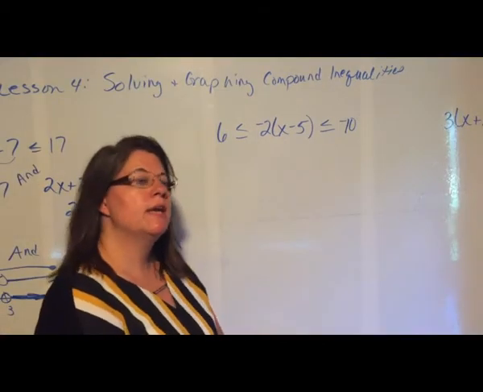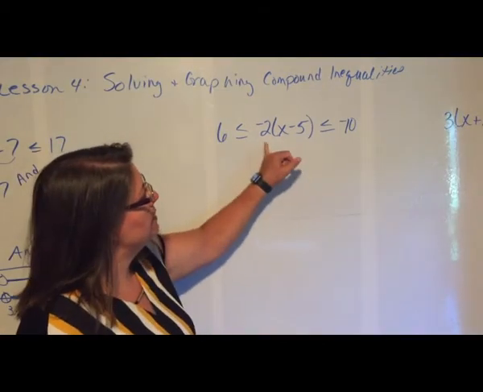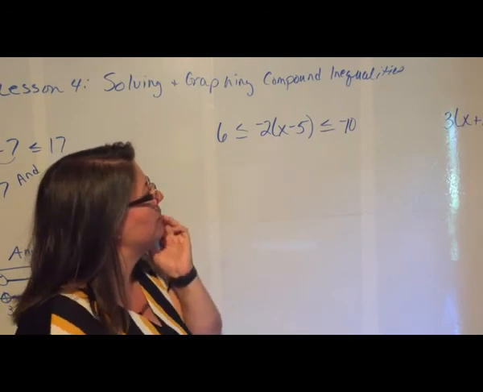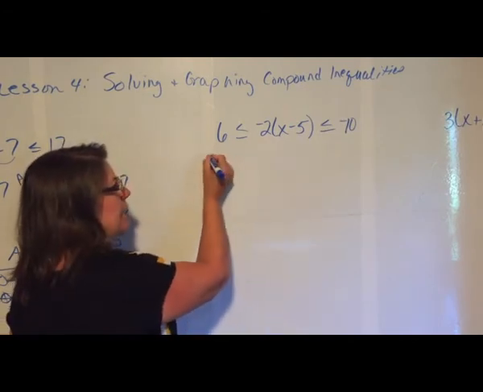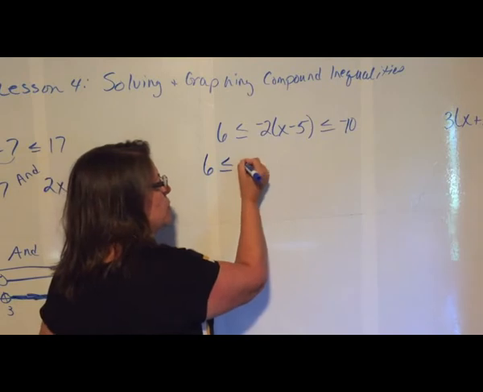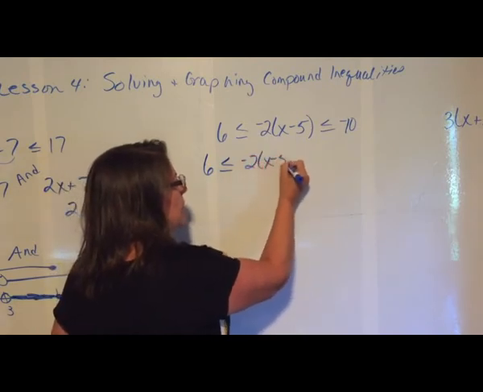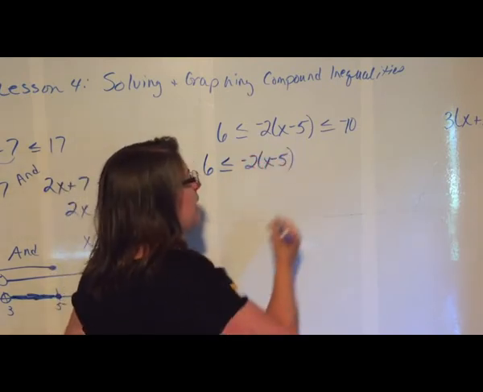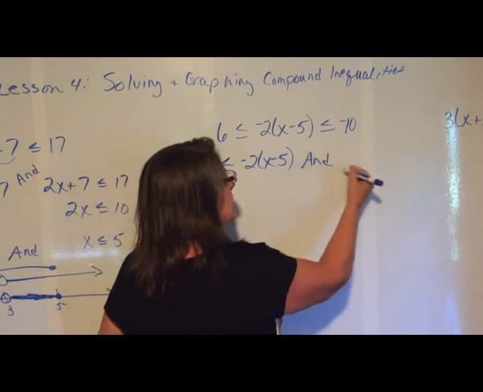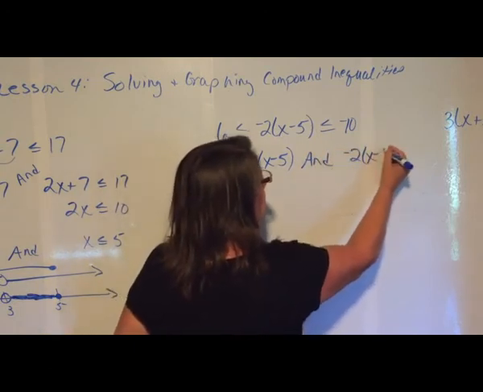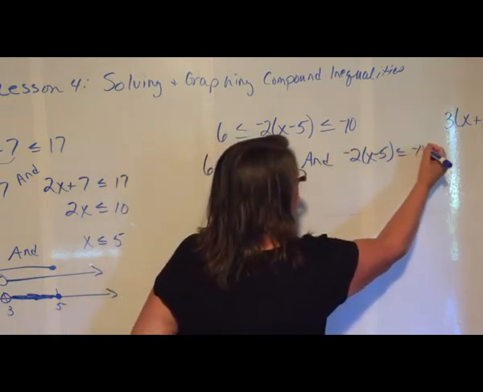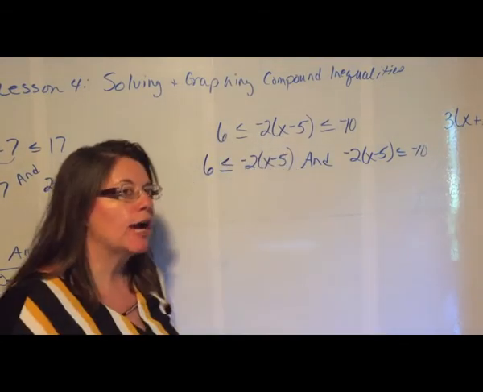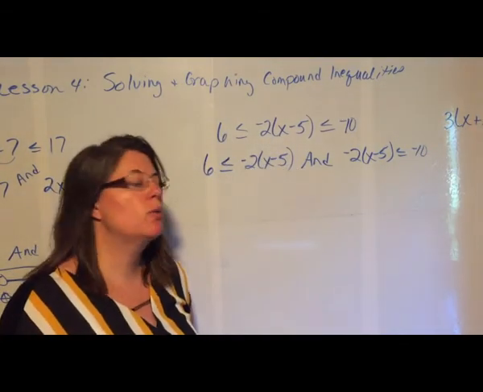In our second example, it is also an AND because it's one long strand of a math problem. I'm going to separate it. I have 6 is less than or equal to -2 times x minus 5 on the left, and -2 times x minus 5 is less than or equal to -10 on the right. Then I'm going to solve each inequality separately.